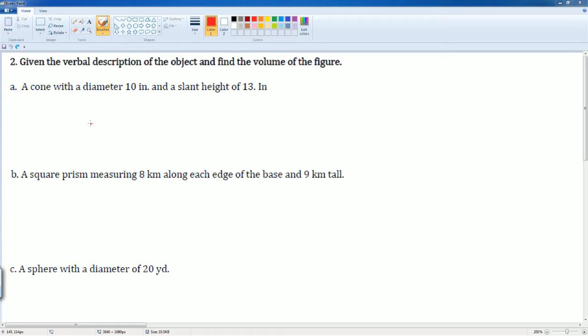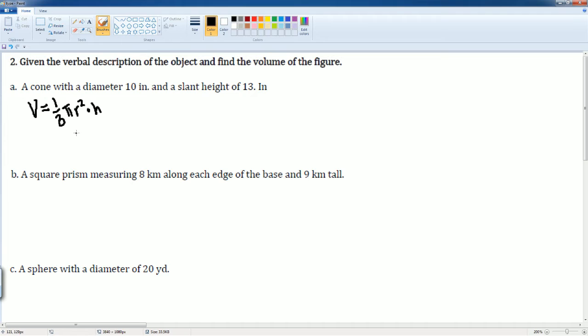This is the volume part for Math 3. This says, given the verbal description of the object, you're going to find the volume of this figure. So here we have the cone, and we are looking to find the volume. Let's start by writing down the equation for the cone. The volume of a cone is defined by V is equal to 1/3 pi r squared times the height.